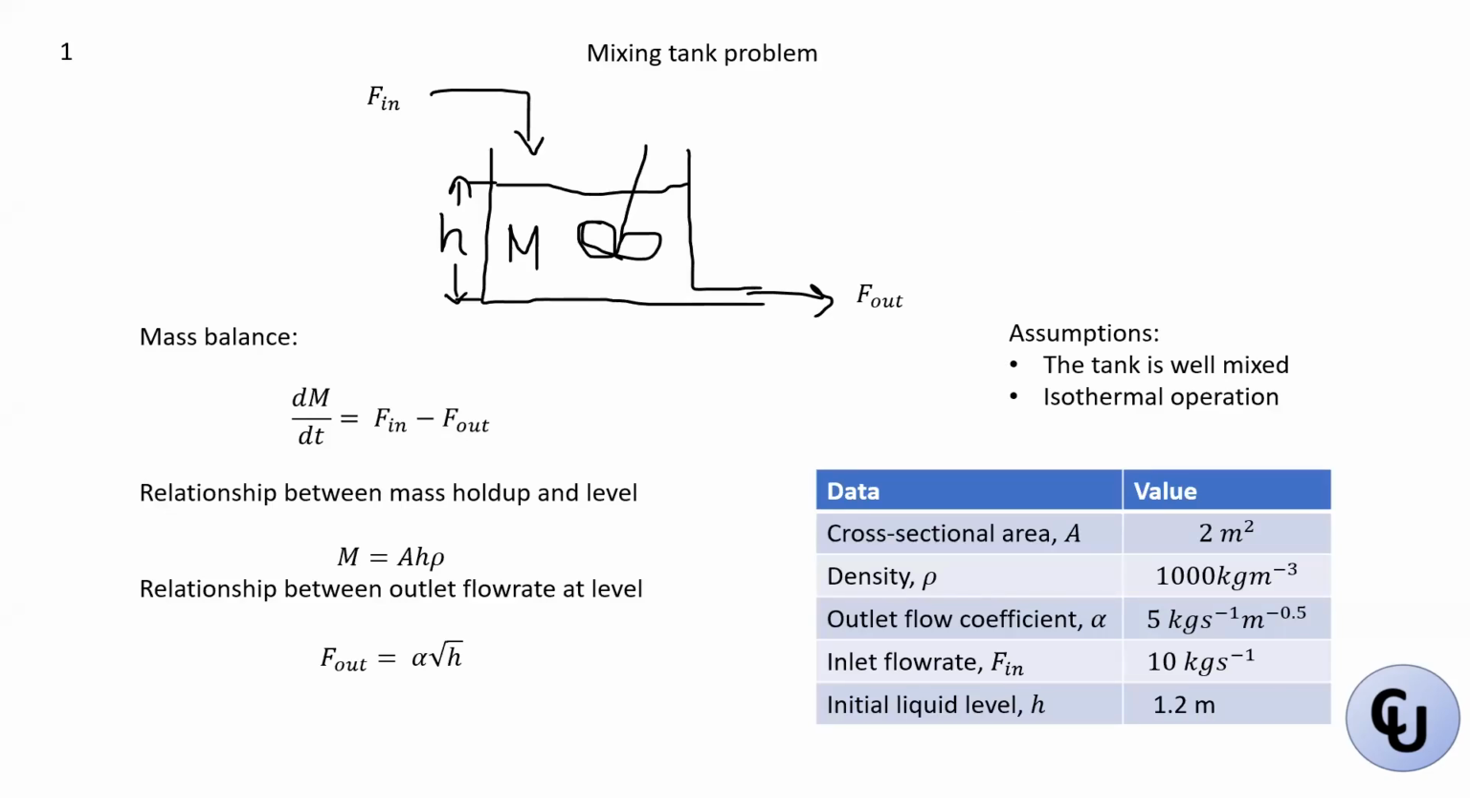Today, we are going to look at how we can solve the mixing tank problem, the buffer tank problem in gPROMS. So here is a schematic of the tank. You have inflow into the tank. So the flow rate is F in at the inlet, and the flow rate is F out at the outlet. And the H represents the liquid level in the tank.